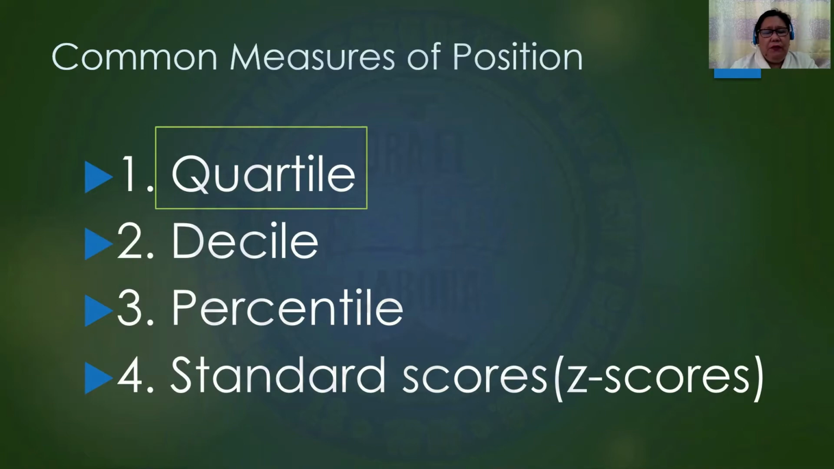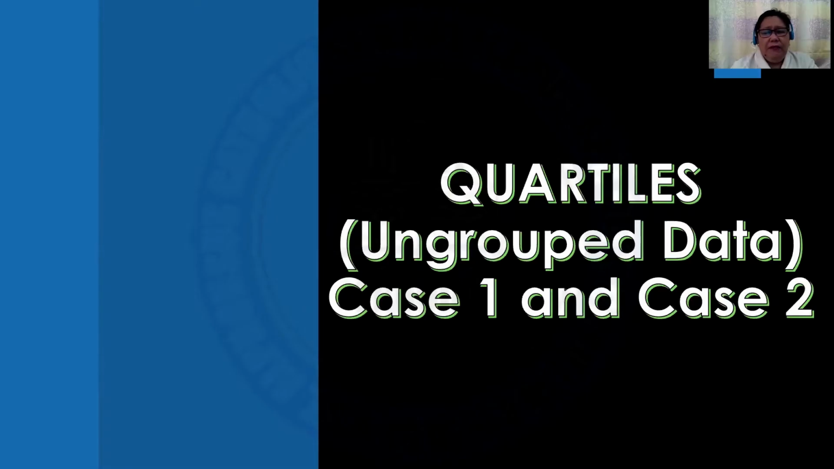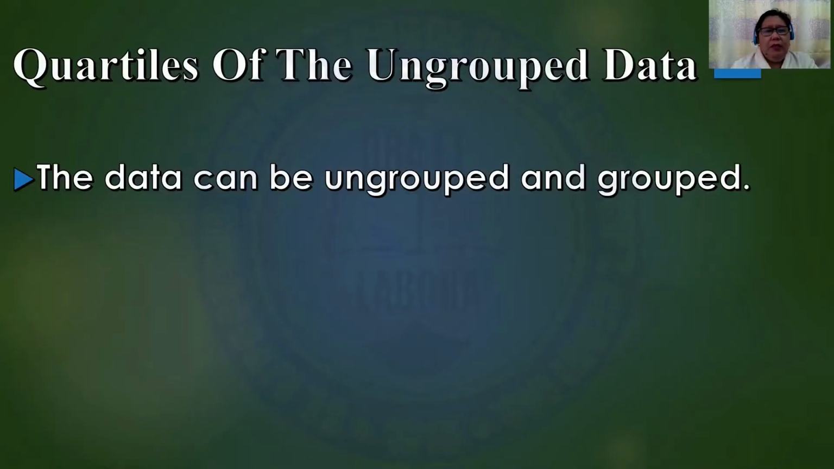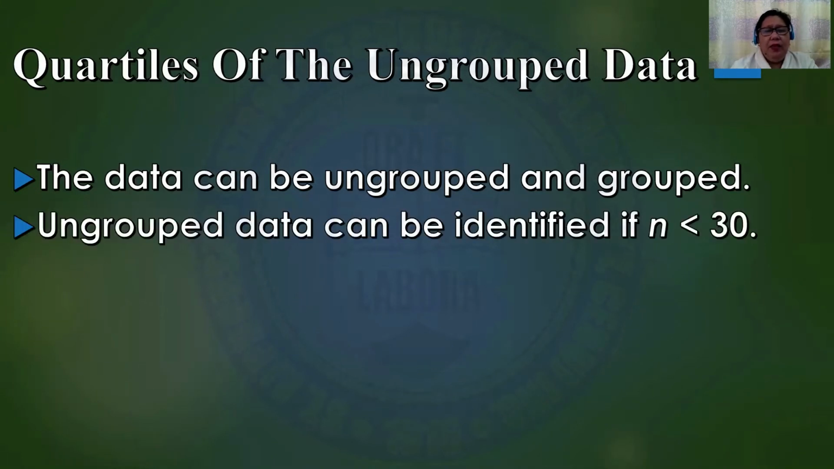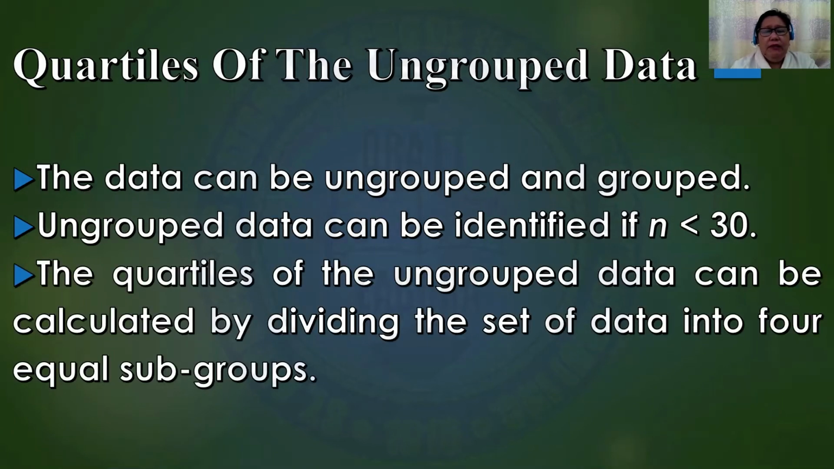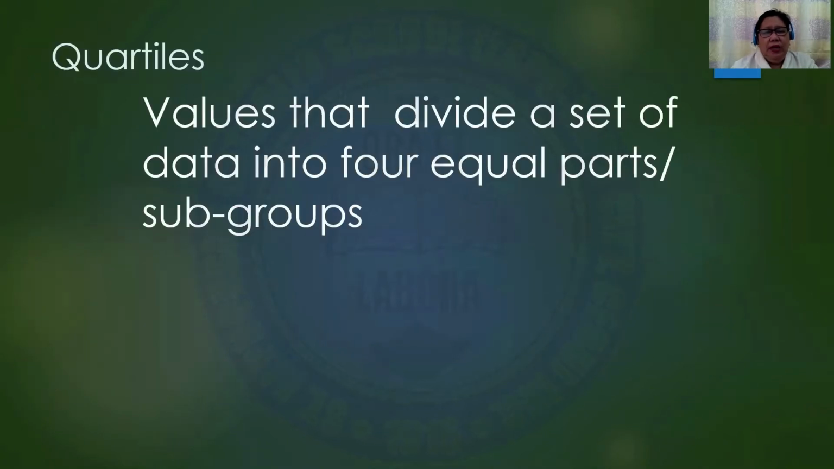For today, we are going to focus only on quartiles, specifically the quartiles of ungrouped data, considering case 1 and case 2. The data can be ungrouped or grouped. Ungrouped data can be identified if the number of data is less than 30. The quartiles of the ungrouped data can be calculated by dividing the set of data into four equal subgroups. Quartiles are values that divide a set of data into four equal parts or subgroups.